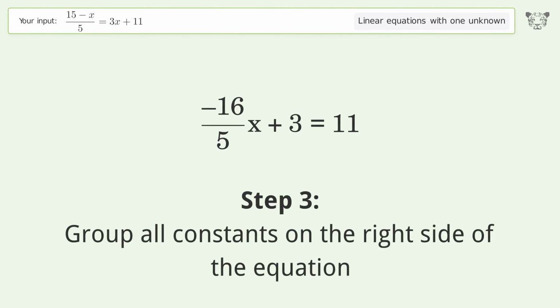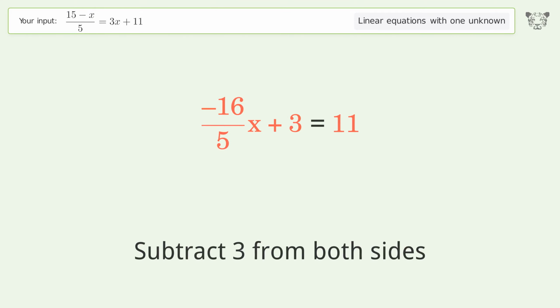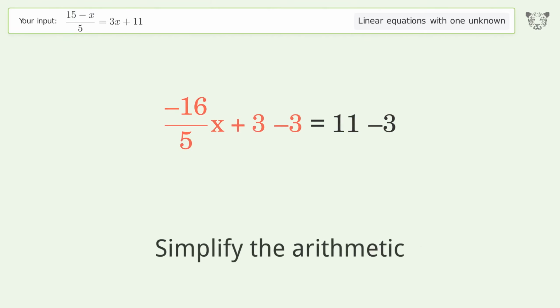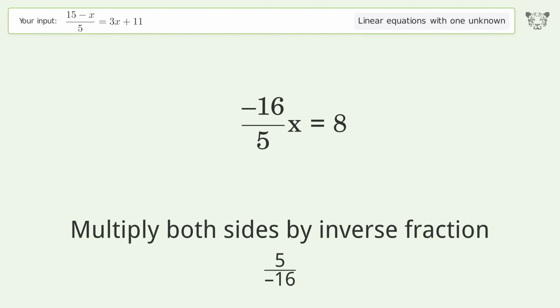Group all constants on the right side of the equation. Subtract 3 from both sides. Simplify the arithmetic. Isolate the x. Multiply both sides by inverse fraction 5/-16.